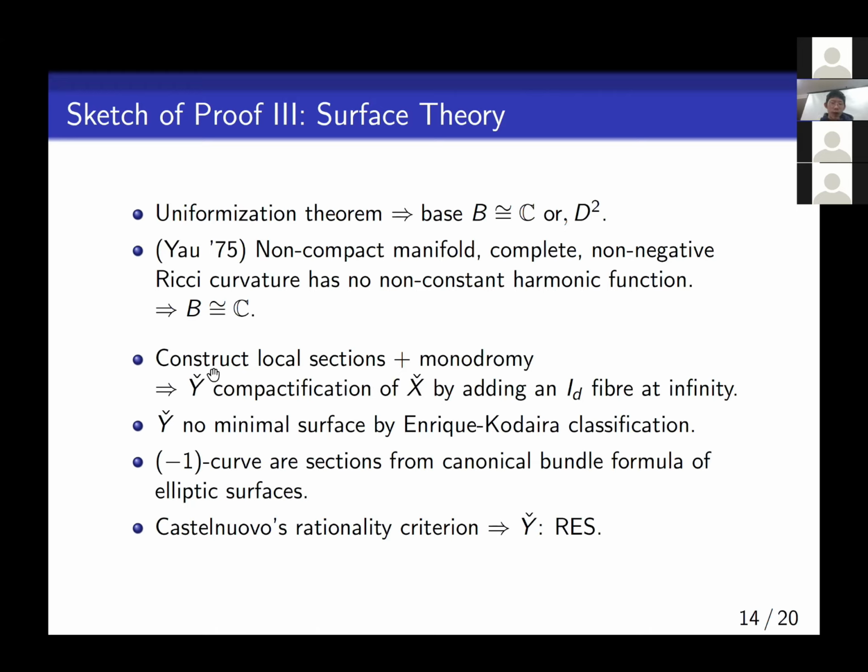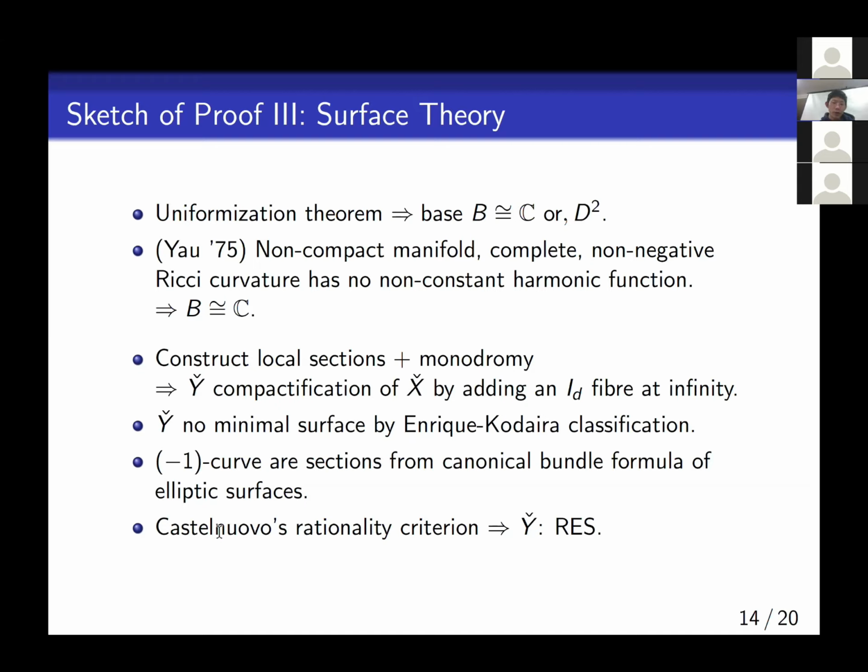And so we get a complex surface Y check. To see what this Y check is, by classification of surfaces, it's not minimal. So we just exclude one by one in the list. And so that means it has some -1 curve. Using the canonical bundle formula for surfaces, this -1 curve will be a section. And once it has a section, then you know it's algebraic.